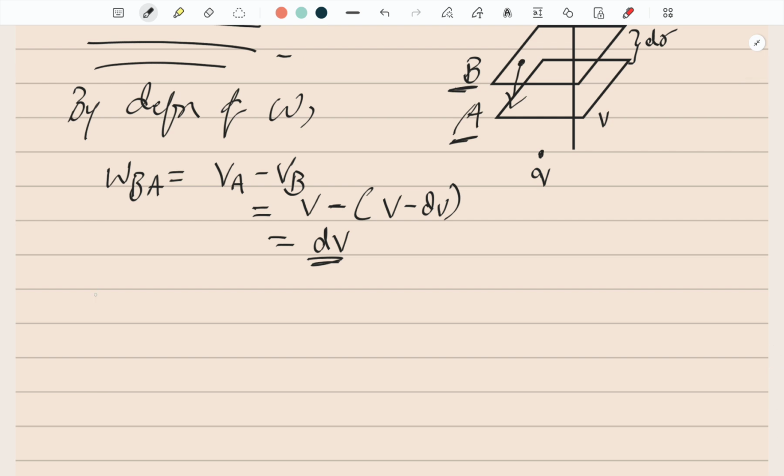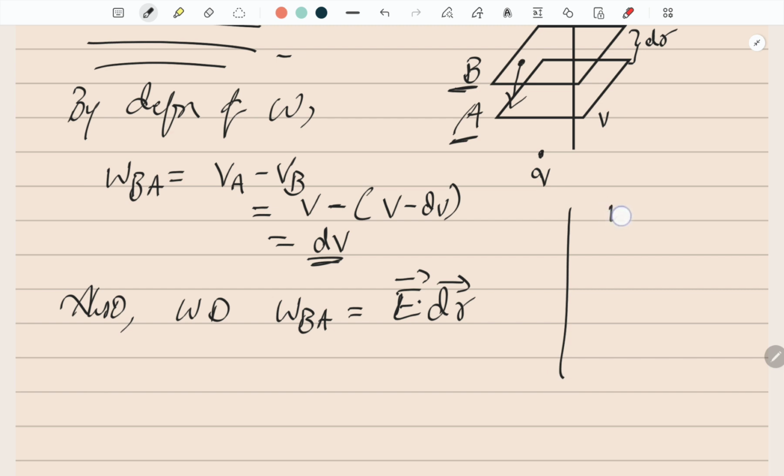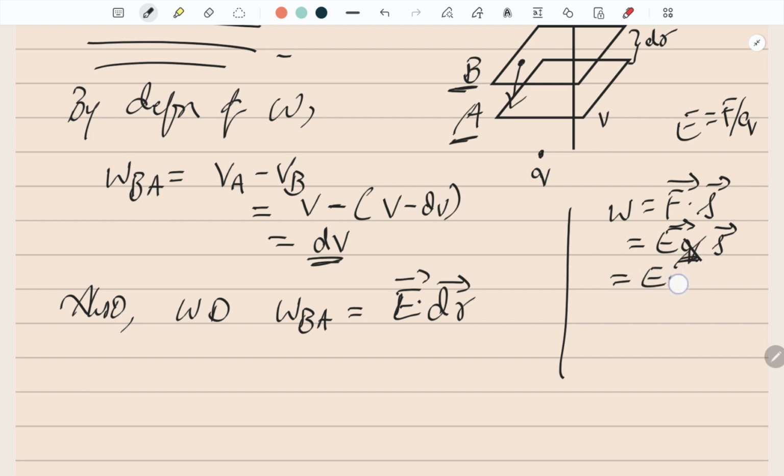The other way of writing work done: WBA can be written as E dx or E dr, E dot dr. From where am I getting this? Work done is equal to force into displacement, F dot S, the standard formula. We have already studied that E is equal to F by q, so F is equal to Eq, and Eq and S will come. Since we are moving a unit positive charge, q is 1. E dot S will come, and now E remains E as it is, and in place of S we are moving dr, so E dot dr will come. So you get E dr cos theta, here theta is 180.